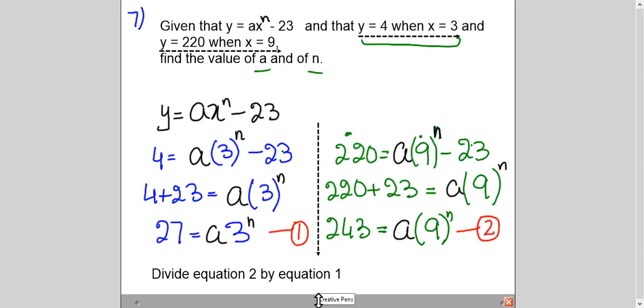When you are solving simultaneously, students mostly have this understanding that they have to make one letter the subject and plug it in here. You can do that also, no problem. But what I'm doing here is dividing. Equation 2, I'm dividing by equation 1. Simultaneous simply means solve them together. That's all. So whatever way you find easy and simple, use that. But if you want to make A the subject from here and plug in here, you will get the same answer.